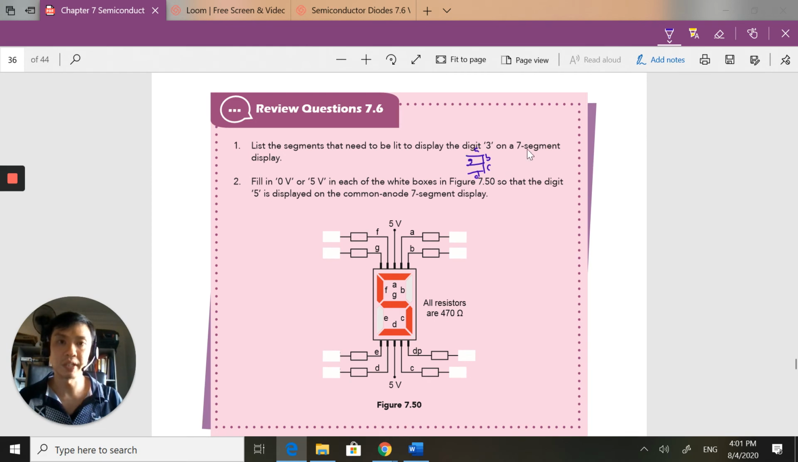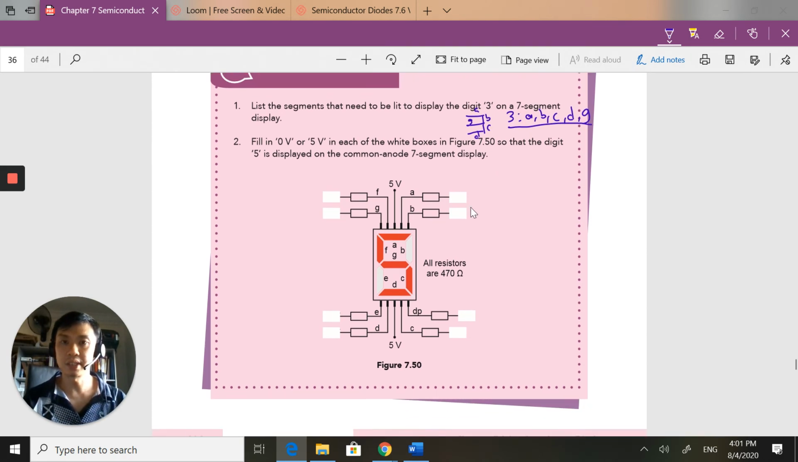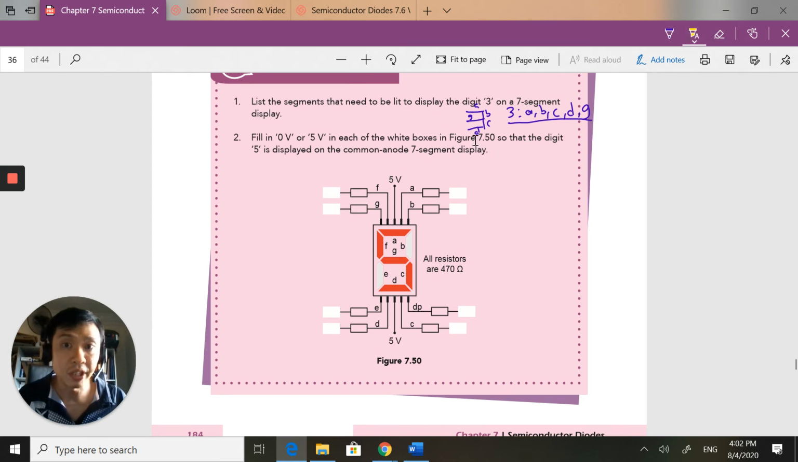So to display a 3, I need A, B, C, D, and G segments to be lit. Okay, next, this is now very important. So now they say it is a common anode. A common anode means that it is 5 volts here. To make sure that segment A is lit, I need to put segment A to be 0 volts.